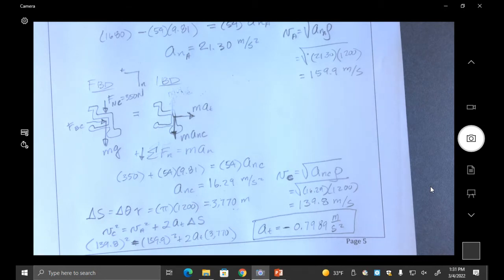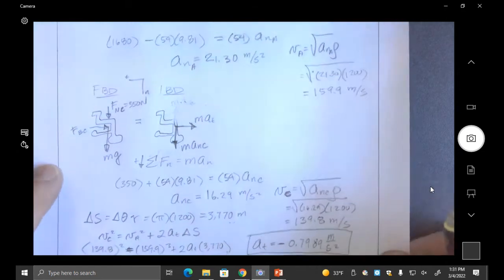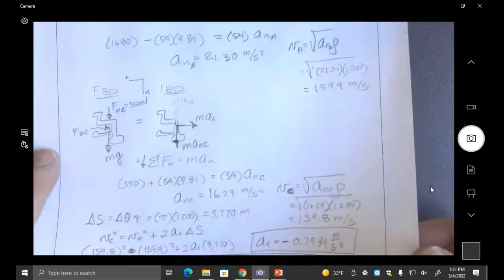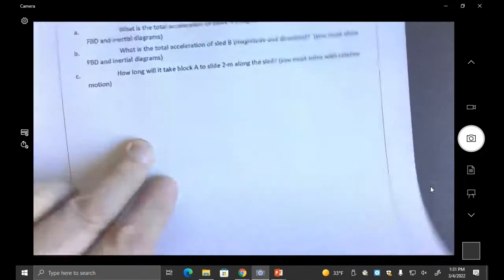Other questions or question type? Yes, sir. Question on page 9, the work energy one.